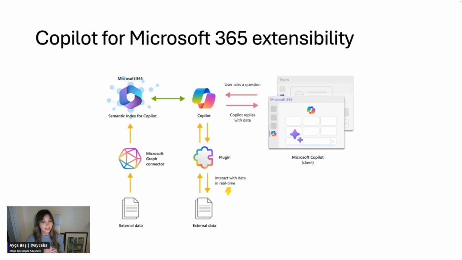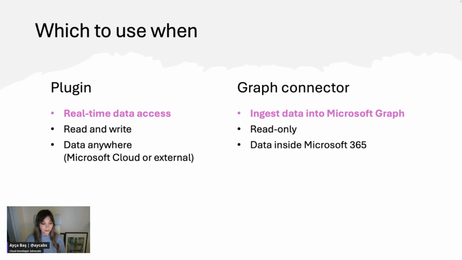The main reason why we are extending Copilot is to bring your external data into Copilot as well, so that not only can you search your emails and documents, but you can also search your external data using Copilot for Microsoft 365 without going to any other application. That's the main idea behind it.